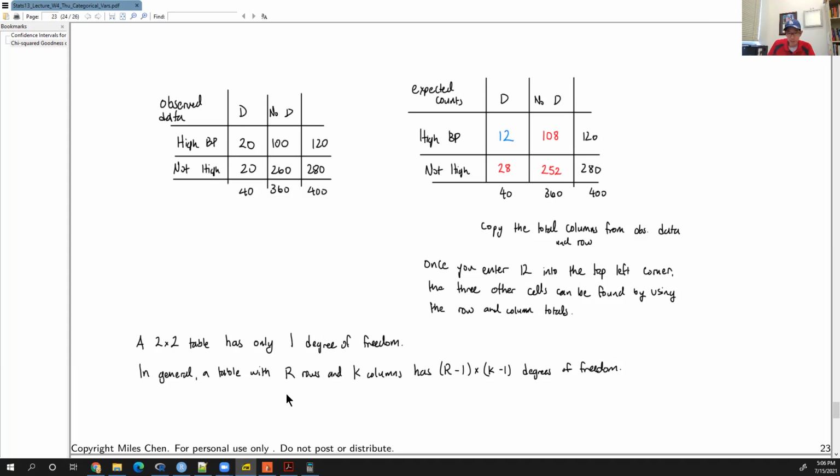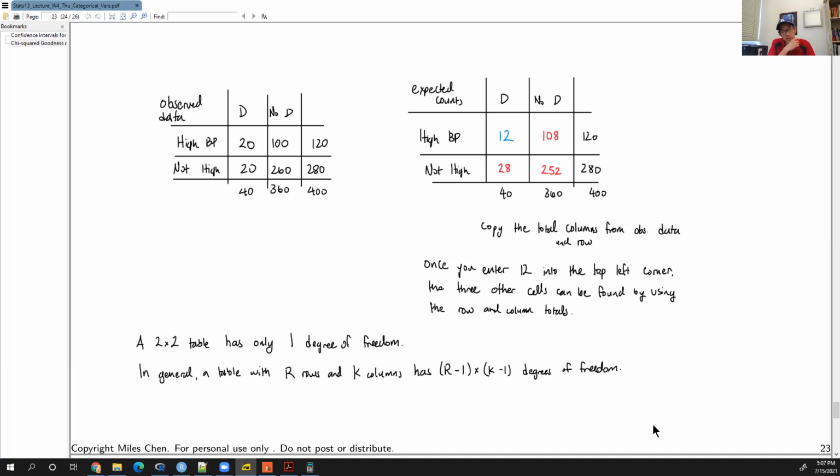And so in that case, you have a lot more degrees of freedom. You'd have to figure out 20 of those values, and then the remaining 10 get locked in, I believe. But you're going to have R minus 1 by K minus 1 degrees of freedom: the number of rows minus 1 and the number of columns, K minus 1. For a 2 by 2 table, it's 2 minus 1, which is 1, times 2 minus 1, which is 1. So for a 2 by 2 table, there's only 1 degree of freedom. But for a larger table, you have R minus 1 times K minus 1 degrees of freedom.